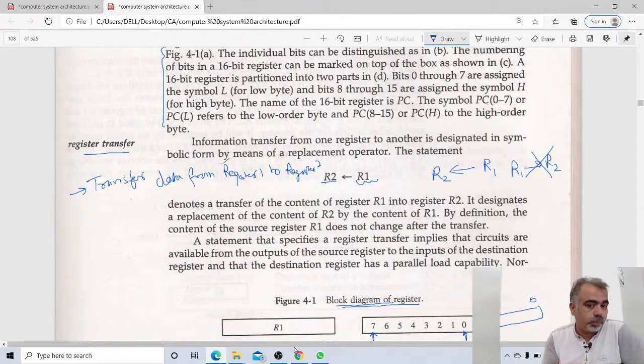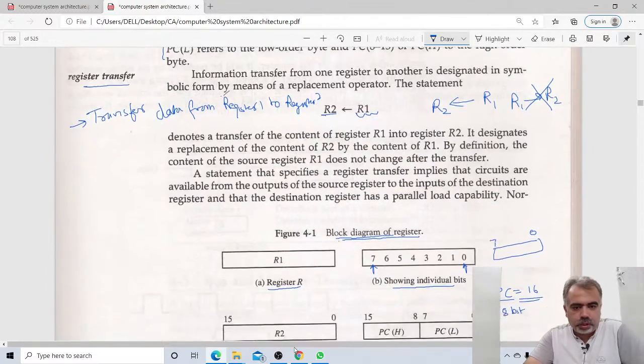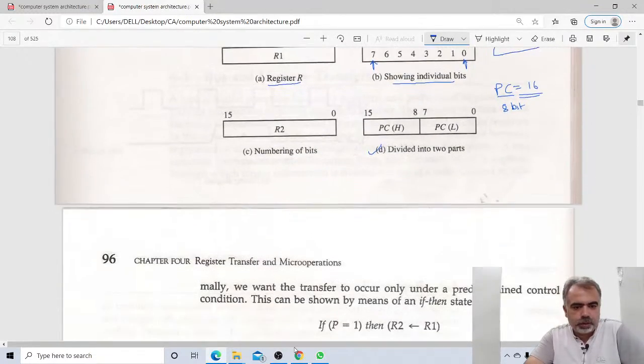Sometimes it will also be asked how to represent that R1 is transferred to R2. What does it mean? Whatever the data in R1, it gets transferred to R2, but it doesn't mean the data of R2 is transferred to R1. Another important thing is that the data of R1 remains the same. It does not change. This is the meaning of this instruction. So let me quickly move towards the next topic.